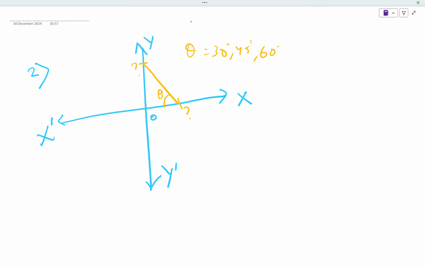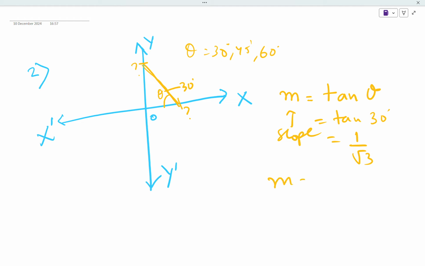In order to find the slope, the formula for slope will be m, which is the slope, is equal to tan theta, tan of this theta. Now this theta can be anything: 30, 45, 60, you can put. I am assuming that it is 30. So I'll put here tan 30, which is 1 by root 3. So my slope for this line is 1 by root 3.